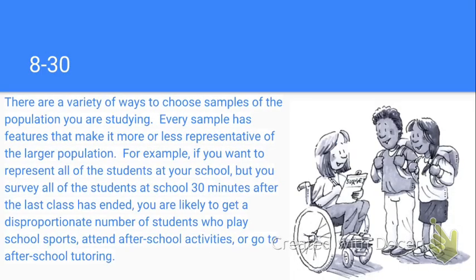830, there's a variety of ways to choose samples from a population you're studying. Every sample has features that make it more or less representative of a larger population. For example, if you want to represent all the students at your school, but you survey all of the students at school 30 minutes after the last class has ended, so you're only surveying students in the after-school program, you are likely to get a disproportionate number of students who play school sports, attend after-school activities, or go to after-school tutoring.